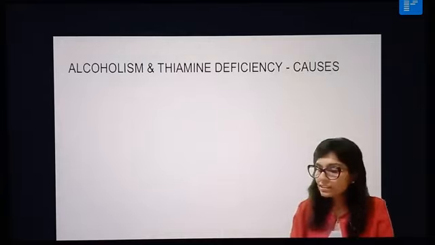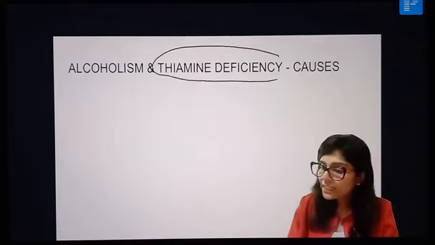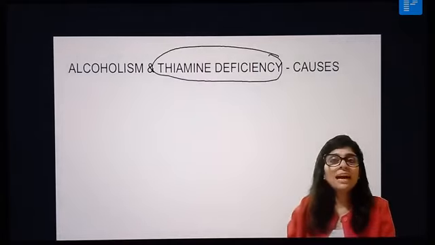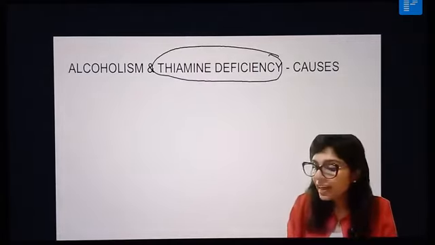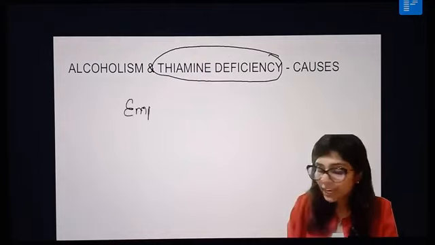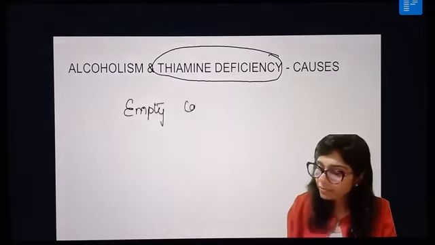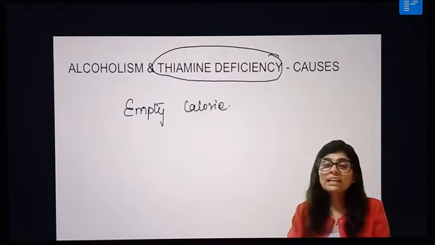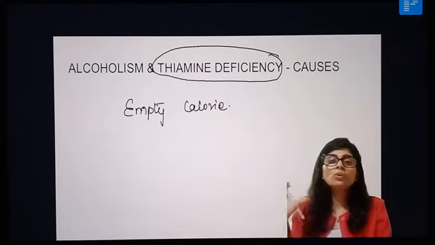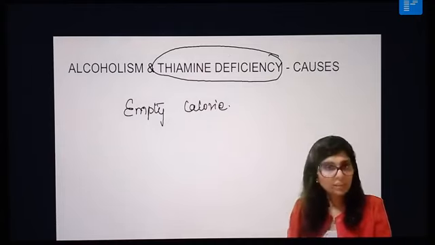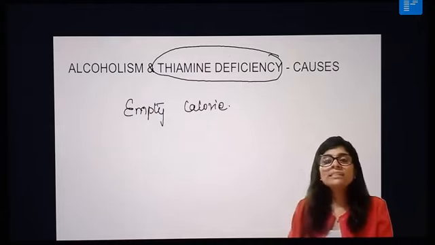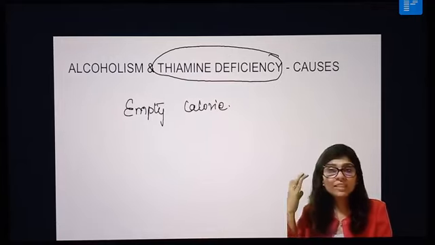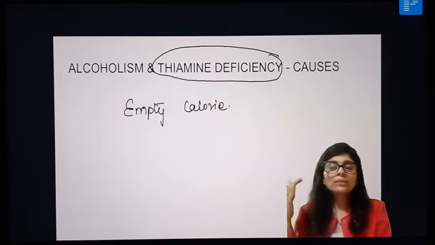Do you understand this? So if you're asked, why do you see thiamine deficiency in a chronic alcoholic? You should say that alcohol is a source of empty calorie. It is not 0 calorie, empty calorie meaning excess energy without micronutrients. Okay. And I said whenever there is thiamine deficiency, nerves get affected.